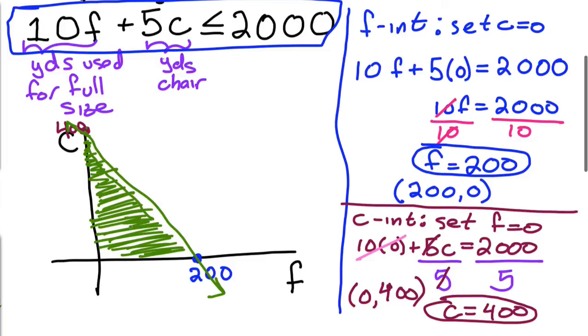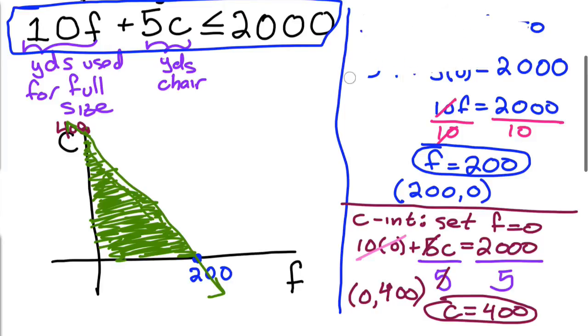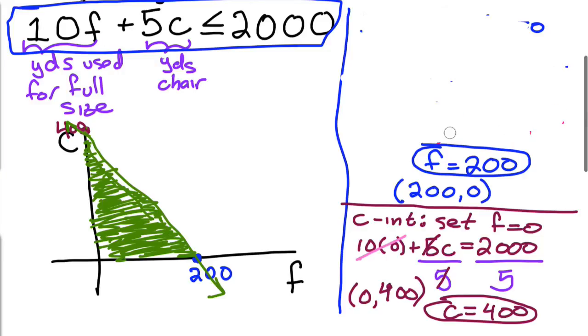So this describes all the different combinations of full size and chair size hammocks that I can make. As long as I'm inside of this shaded area, I'll be able to make those full size hammocks and chair size hammocks. Okay, now, let's consider some points here. Let me go ahead and erase some of this so that I can use this space, and I don't want to get rid of my graph here.